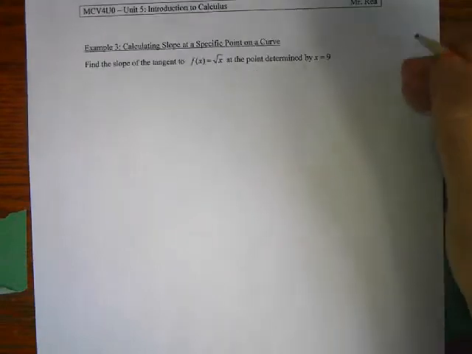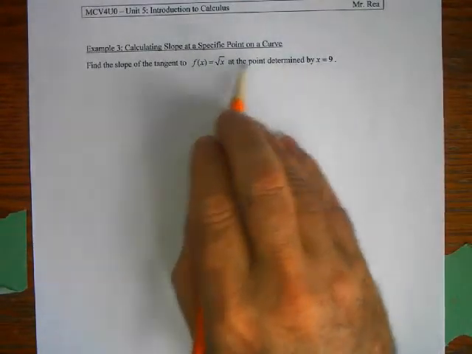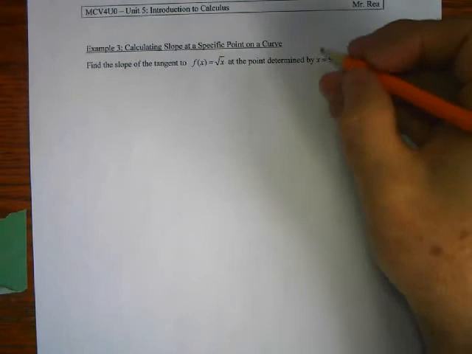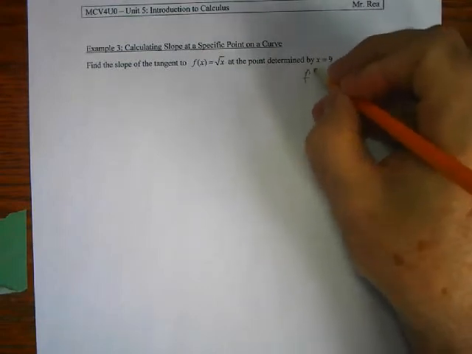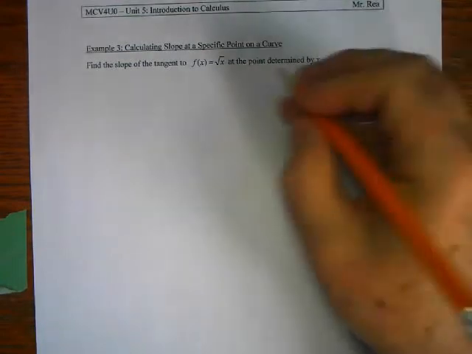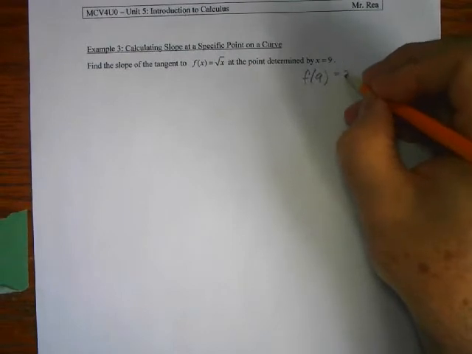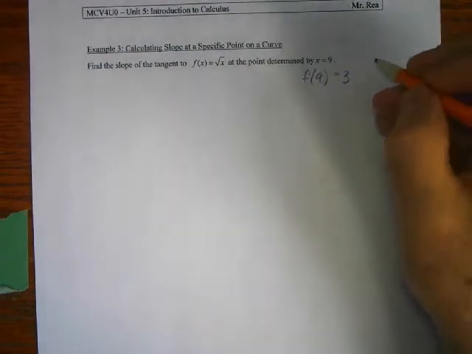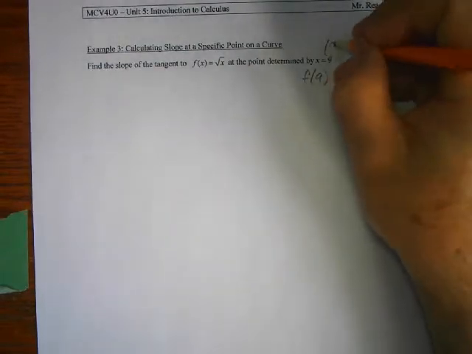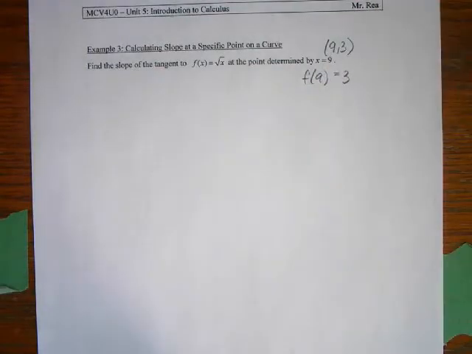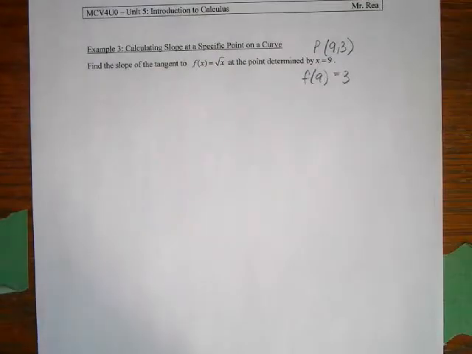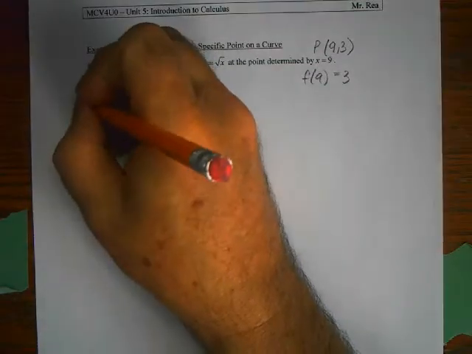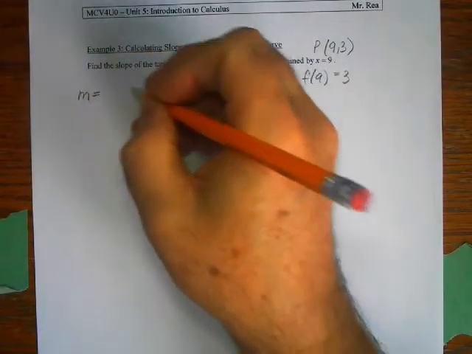And you could very easily plug in x equals 9 and you'll get f of 9 is the square root of 9, which is 3. So you could say, well, we know the point where we're finding the slope is the point (9, 3). You can call that P if you'd like. Okay, so let's set this up the way we have been.